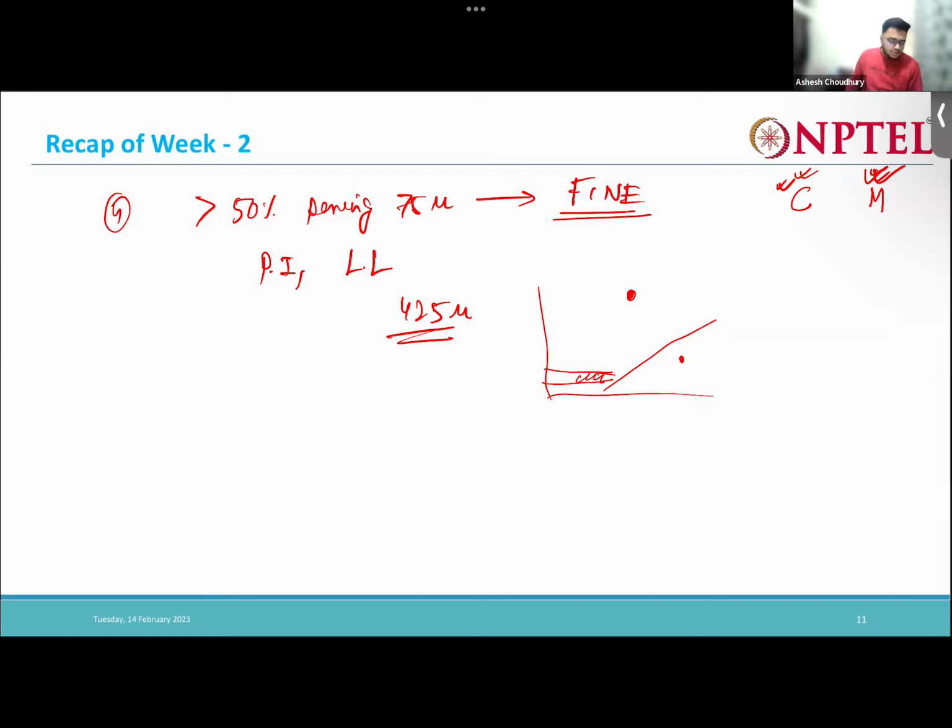So for fine soil, it's very simple. If more than 50% is passing the 75 micron sieve, it's fine. It's definitely either clay or silt. Then you need to find out the index properties such as the liquid limit, the plastic limit and the plasticity index. If it plots below the A line, it's silt. If it plots above the A line, it's clay.